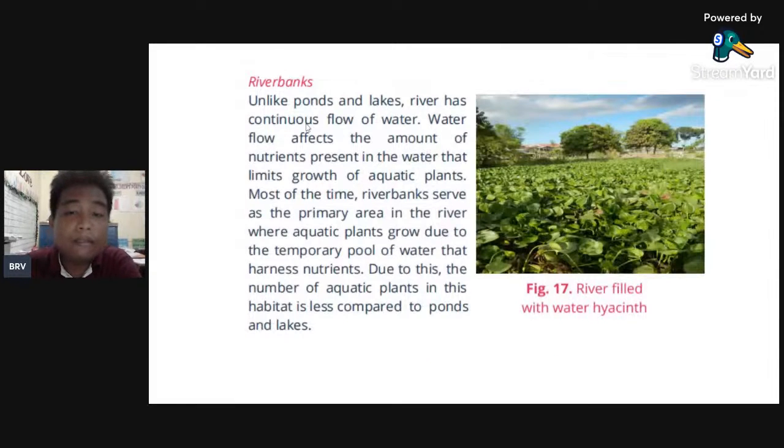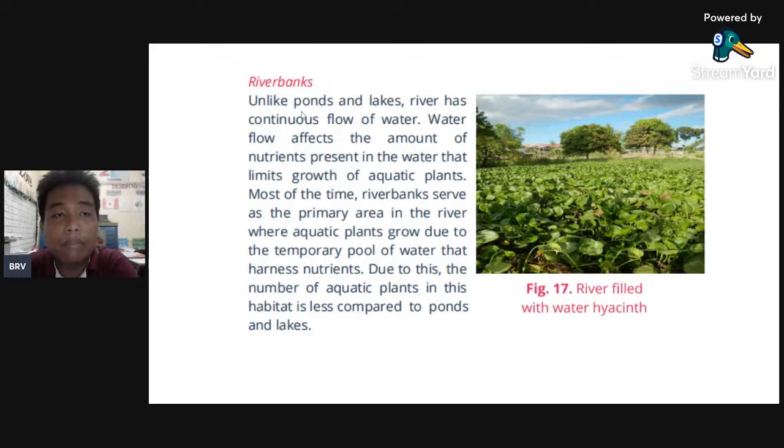The next, river banks. Unlike ponds and lakes, a river has continuous flow of water. Water flow affects the amount of nutrients present in the water that limits growth of aquatic plants. So most of the time, river banks serve as the primary area in the river where aquatic plants grow, due to the temporary pool of water that harnesses nutrients. Due to this, the number of aquatic plants in this habitat is less compared to ponds and lakes. So mas less lang gid ang numbers of aquatic plants na makita diri sa river banks.